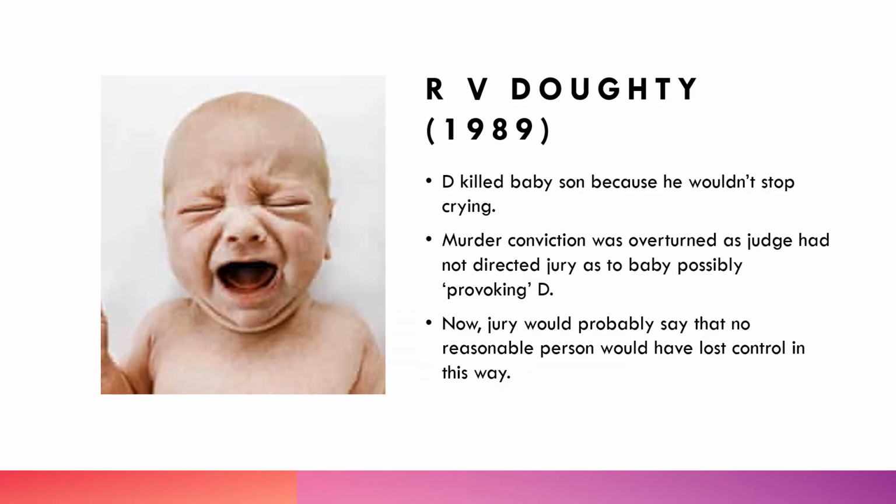If we look to one of the key changes, we've got the case of Doherty from 1989. Now, in this case, the defendant killed his baby son because he wouldn't stop crying. Now, initially, the defendant was able to raise the defence of provocation, which is the old law, which loss of control has now replaced. His murder conviction was overturned as the judge hadn't directed the jury as to the baby possibly provoking the defendant. There was no question that in this case he wouldn't feel justifiably wronged. Now, the second element would not be satisfied at all.